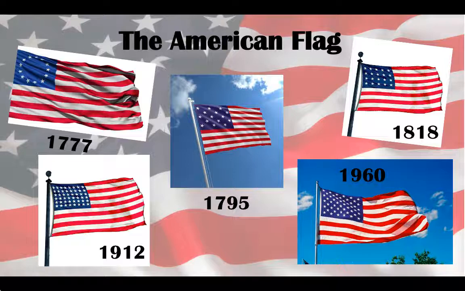I have here five different versions of the American flag that have been a part of history. Back in 1777, the flag had 13 stripes and 13 stars. In 1795, it had 20 stars and 13 stripes. In 1818, it had 20 stars and 13 stripes. In 1912, it had 48 stars and 13 stripes. And in 1960, it had 50 stars and 13 stripes. So what do the stars mean, and what do the red and white stripes mean?